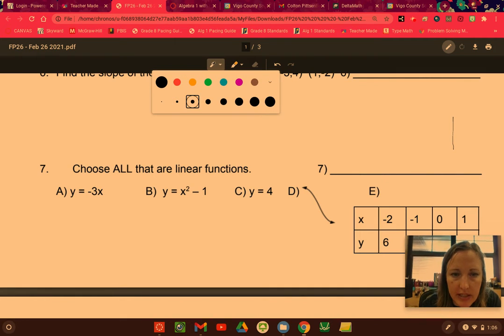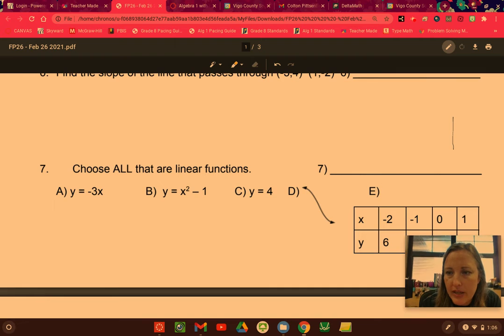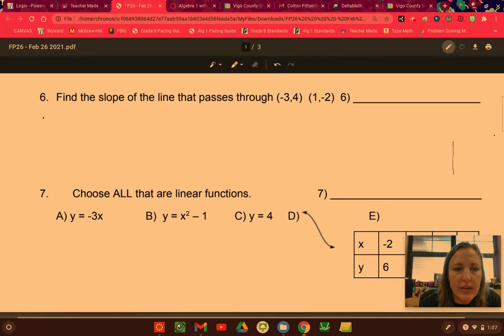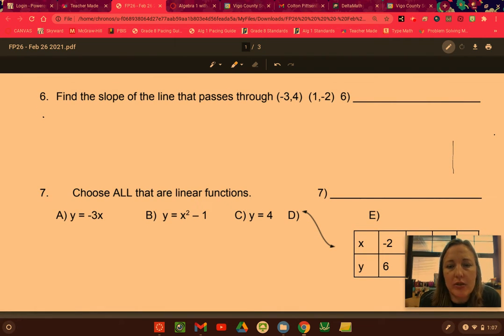Let's see if I can get this a little fatter. All right. Now, question number 6 says, find the slope of the line that passes through these 2 points. So we're going to use our slope formula. And remember, that means we're going to find the m. We put our vinculum, minus minus, because we're finding the change in y over the change in x, the vertical change over horizontal change.